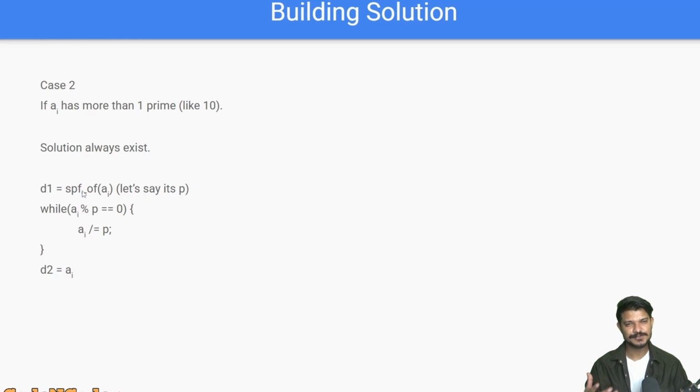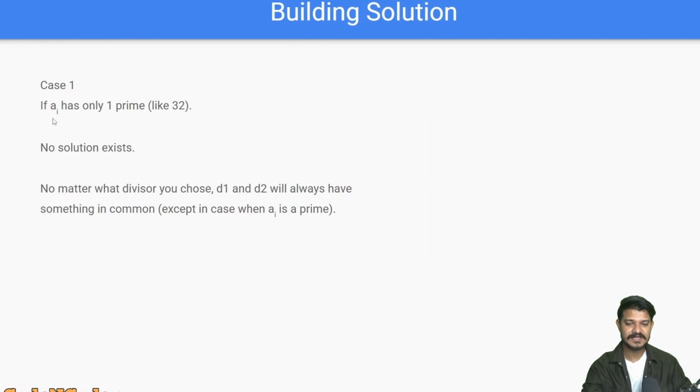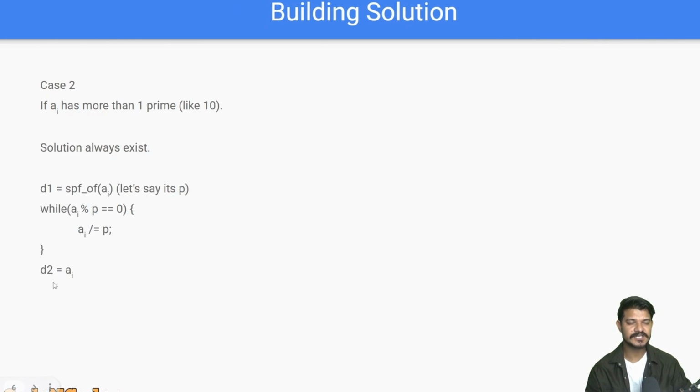To calculate SPF, you will utilize the sieve algorithm. We have D1, we have D2, right? By the previous slide, if AI has only one prime, of course D2 will reduce to 1. In that case, if D2 is equal to 1, solution doesn't exist, by case 1. By case 2, solution exists, and D1 and D2 is one of the solutions. There can be many, but we are going with D1, which is the SPF of AI, and then after dividing by P, whatever we get, that is D2.